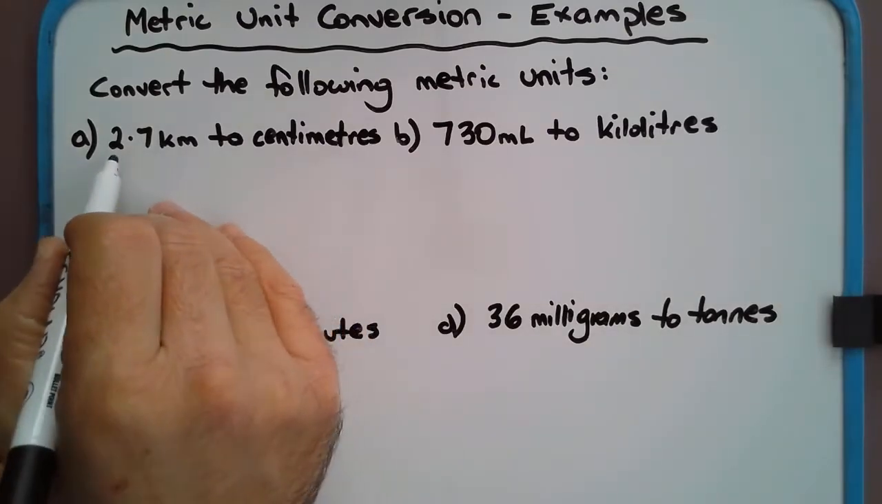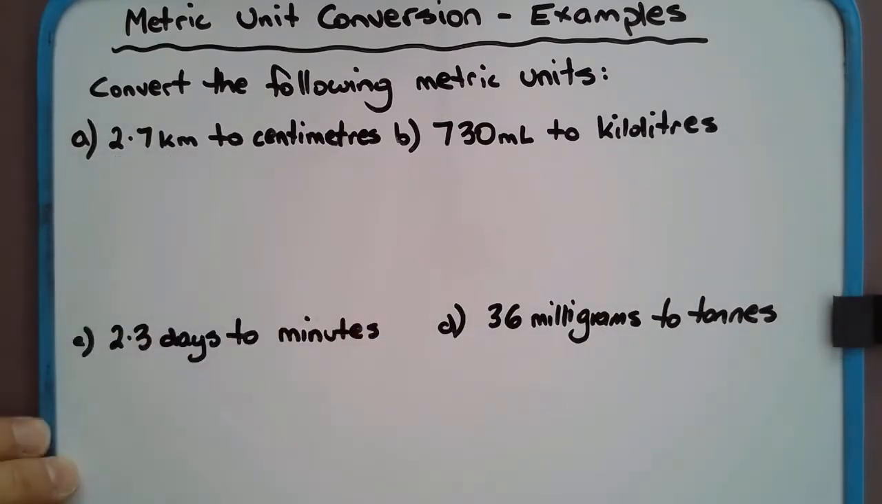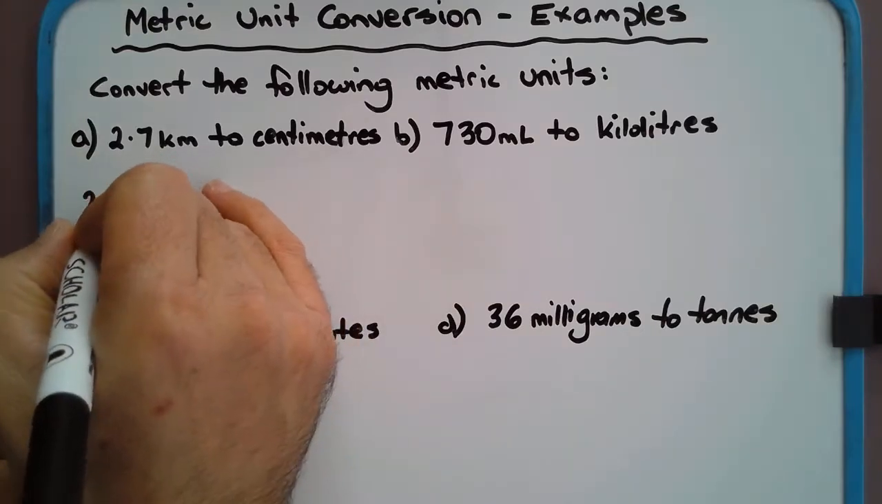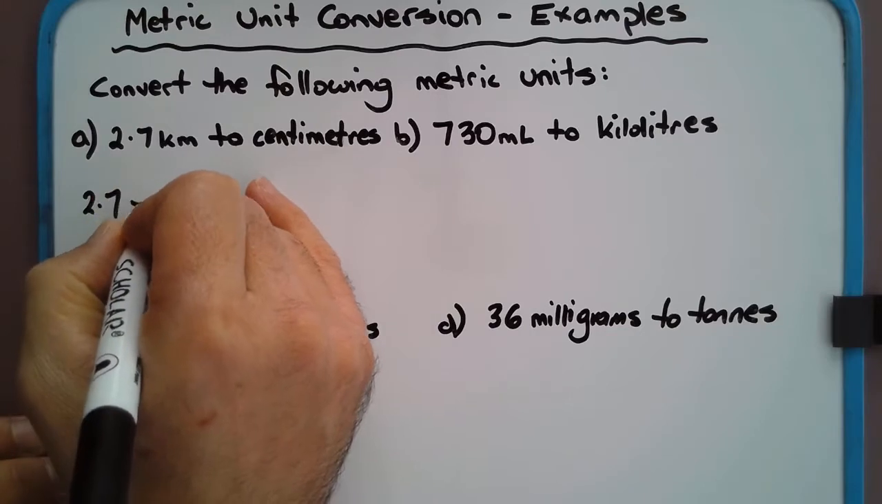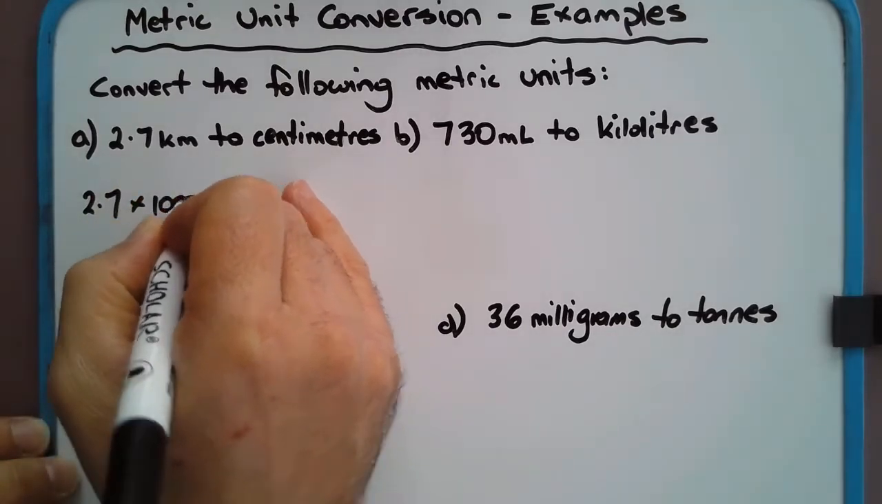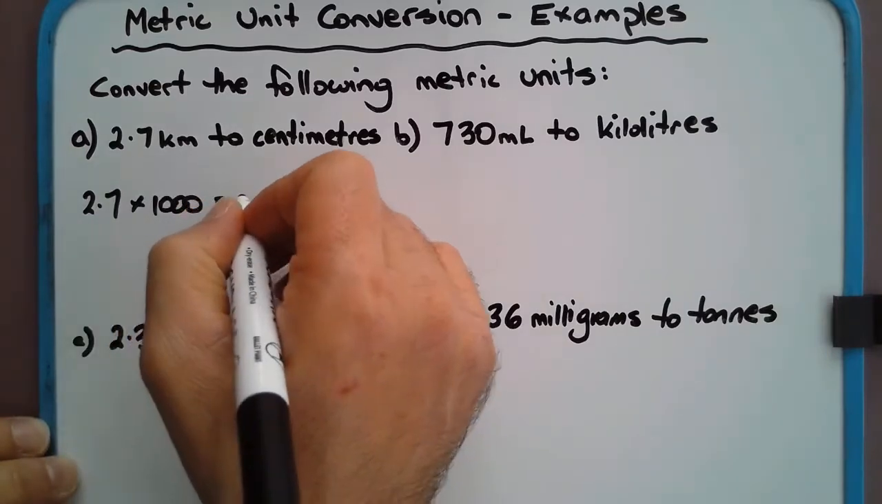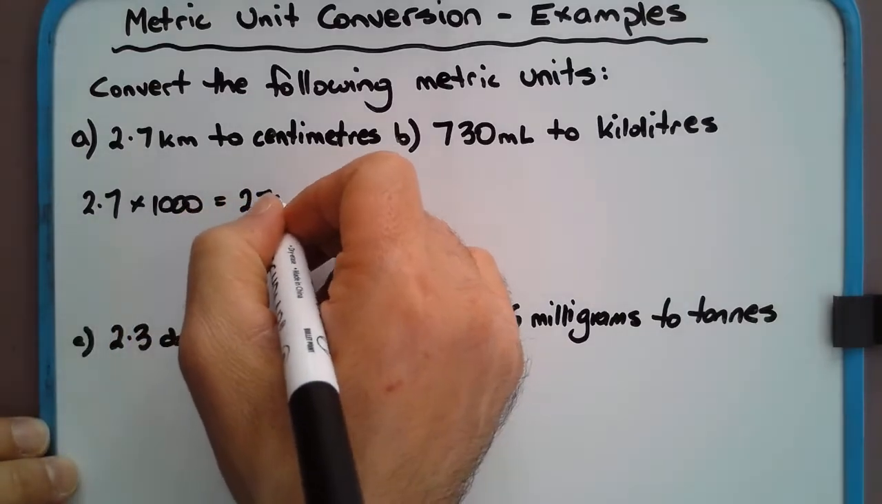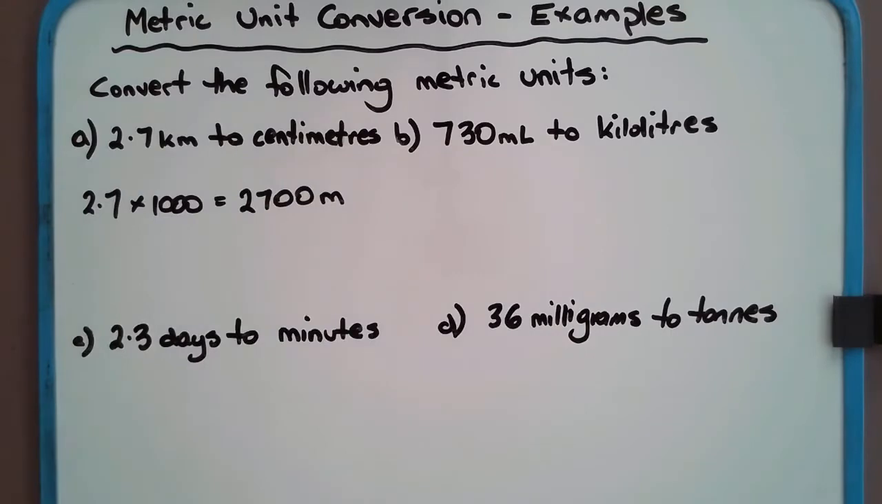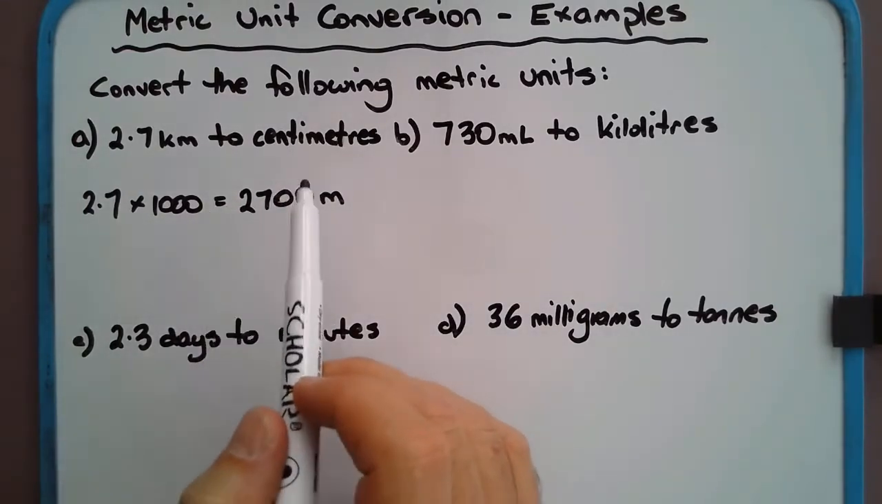First things first though, with 2.7 kilometers, it's probably easier to convert it into meters first, and then we convert it into centimeters. Okay, so 2.7, we're going to times that by 1,000, because kilo means 1,000 of, and we get 2,700 meters.